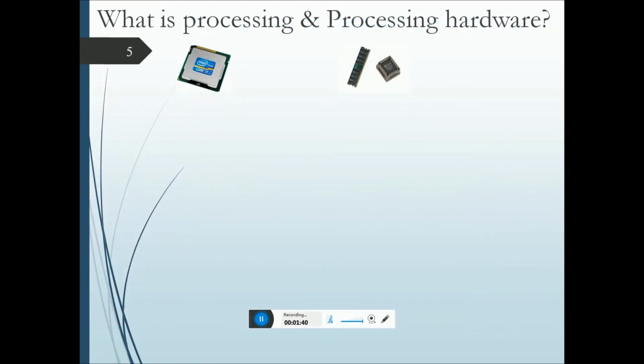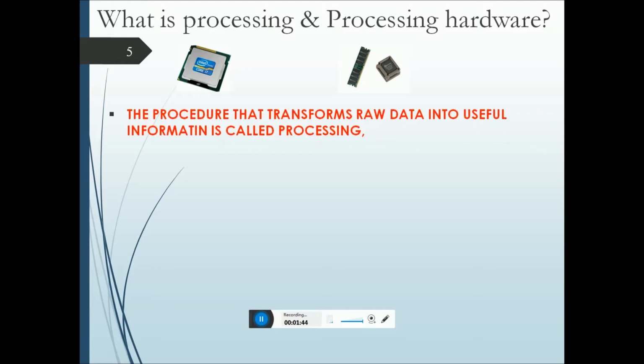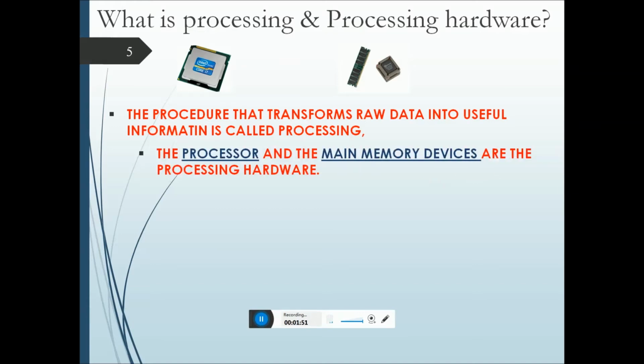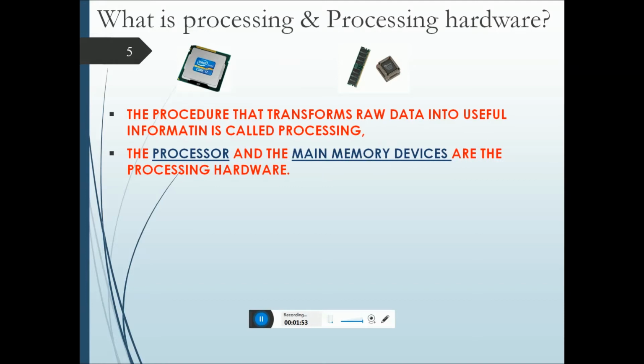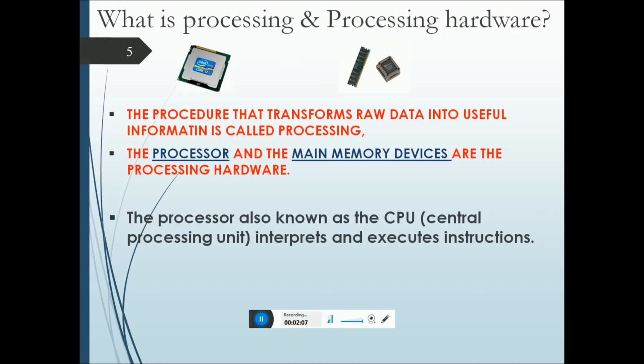What is a processor in the hardware? Core i7 and RAM. The procedure that transforms raw data into useful information is called processing. The processor and the main memory devices are the processing hardware. The processor, also known as the CPU, central processing unit, interprets and executes instructions.